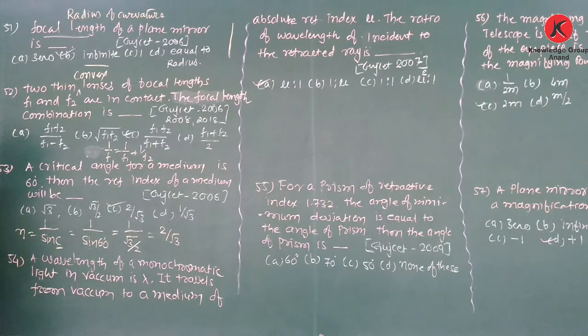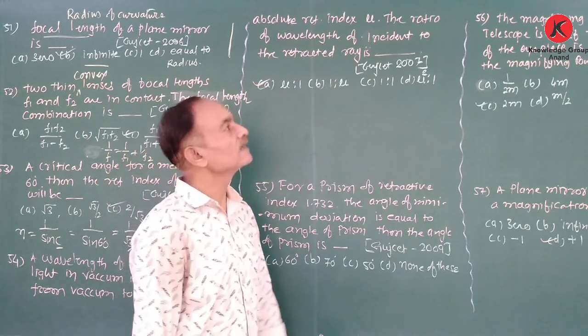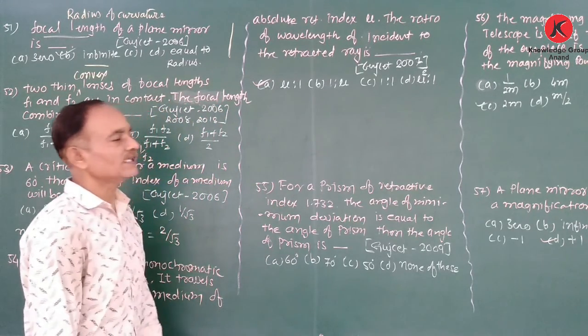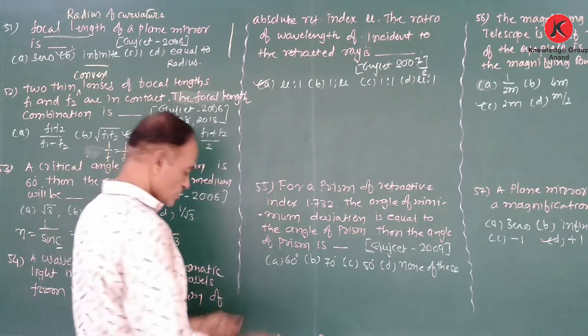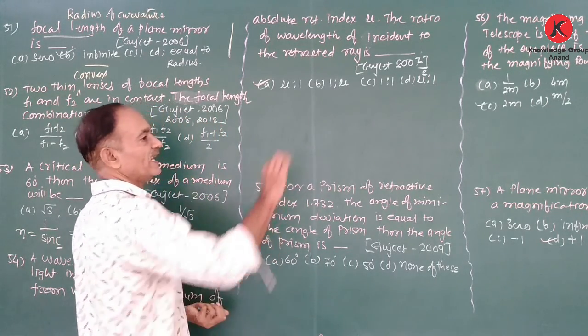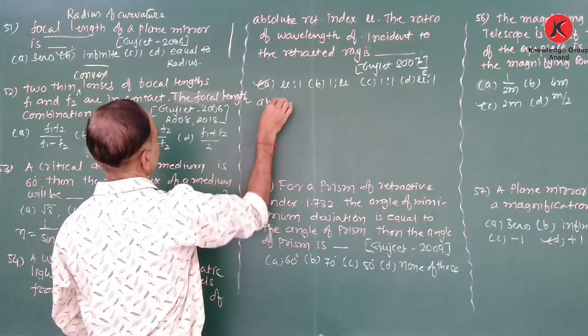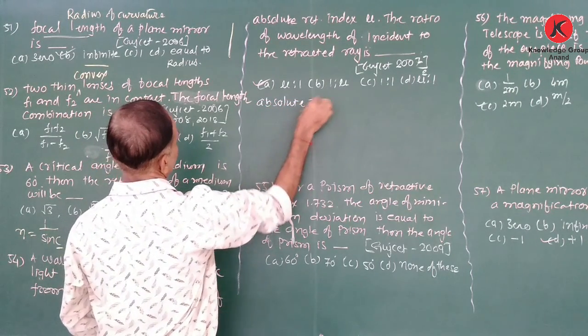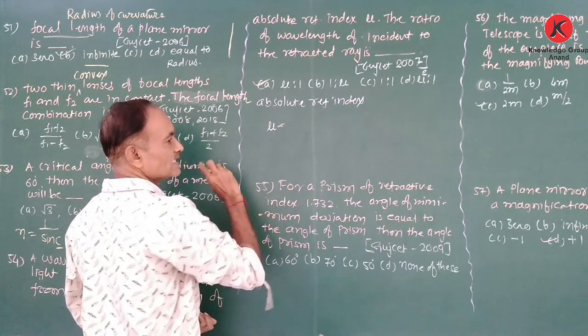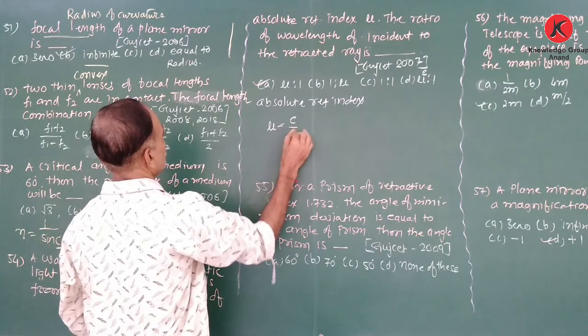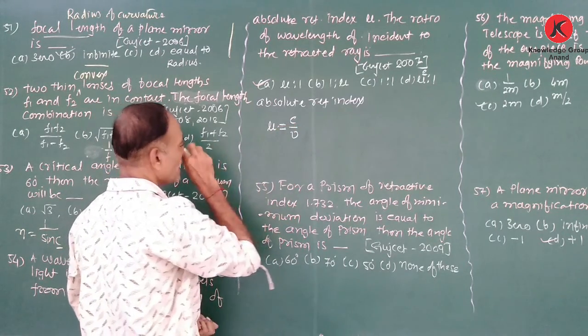Again, the wavelength of a monochromatic light in vacuum is given as lambda. It travels from vacuum into a medium whose effective index is n. Find the ratio of the wavelength of the incident to the reflected rays. The absolute refractive index mu is equal to C upon V.